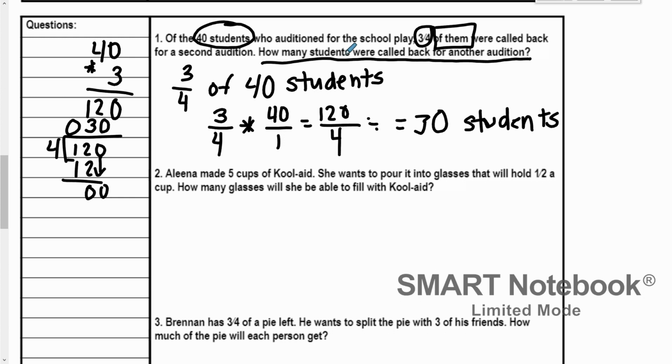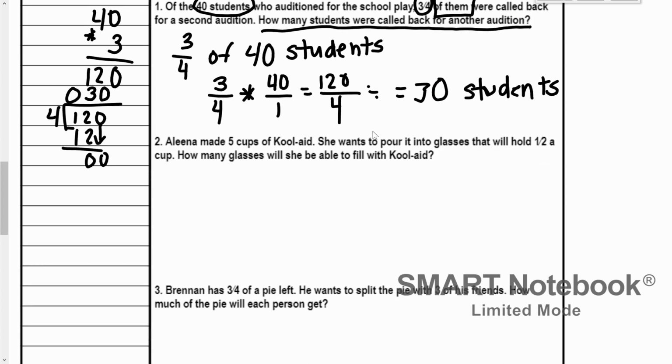So 3/4 of 40 students is going to be 30 students. Now we answer, does that make sense? Well, 3/4 I know is more than half, and 30 is more than half of 40. So it does make sense. And are we answering the question, how many students were called back for another addition? 30 students were called back for another addition. So it makes sense. Okay.